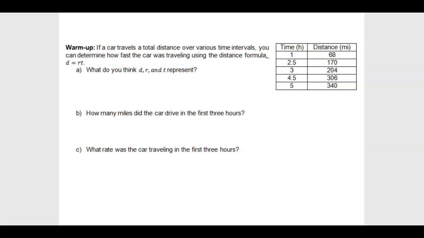Perfect. So in that formula, D represents distance, R is rate, and T is time.